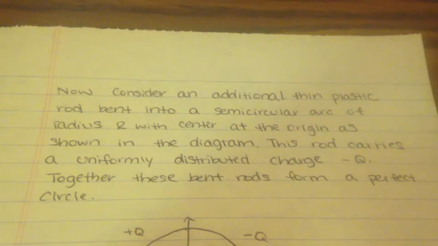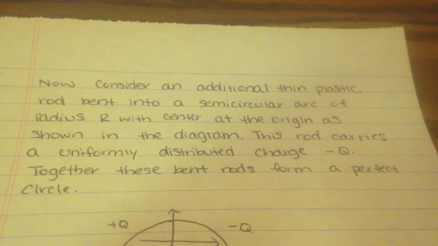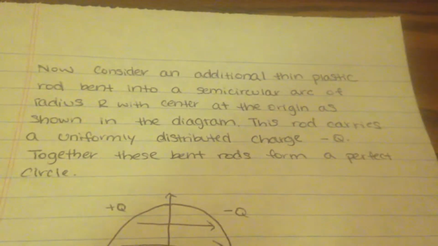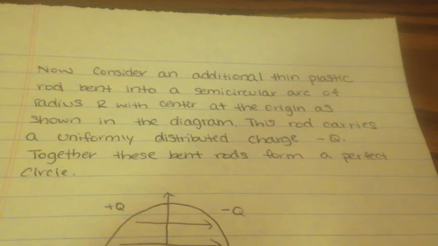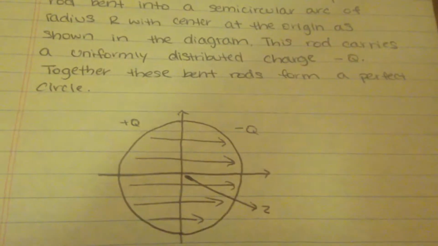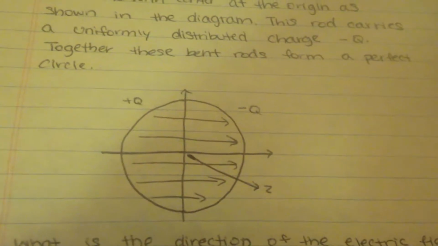It states that now consider an additional thin plastic rod bent into a semicircular arc of radius r with center at the origin, as shown in the diagram. This rod carries a uniformly distributed charge of negative q. Together, these rods bend to form a perfect circle. So there's our diagram. I drew the lines in the circle afterwards, but after I explain it, you'll see why later. So this is part C.